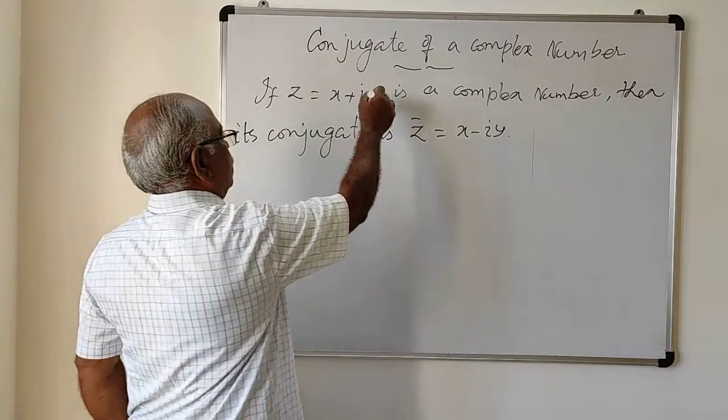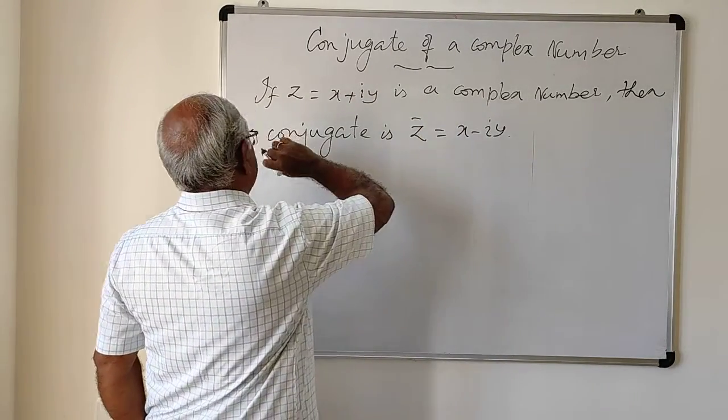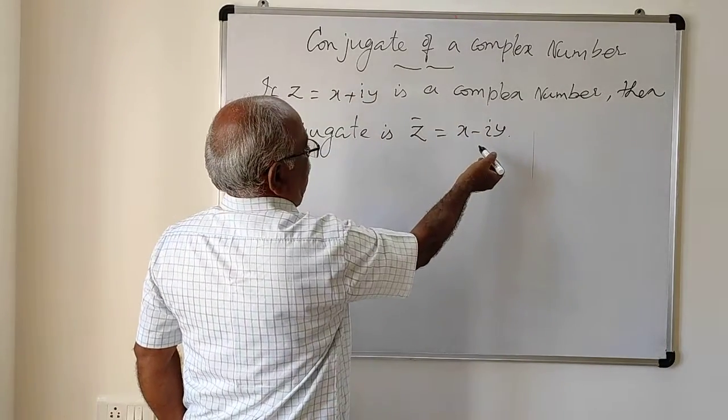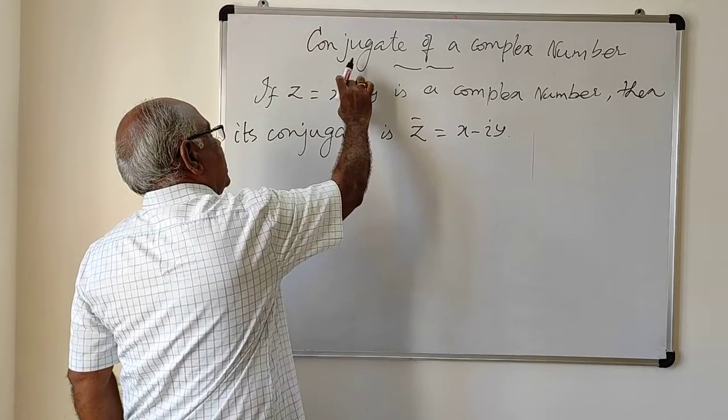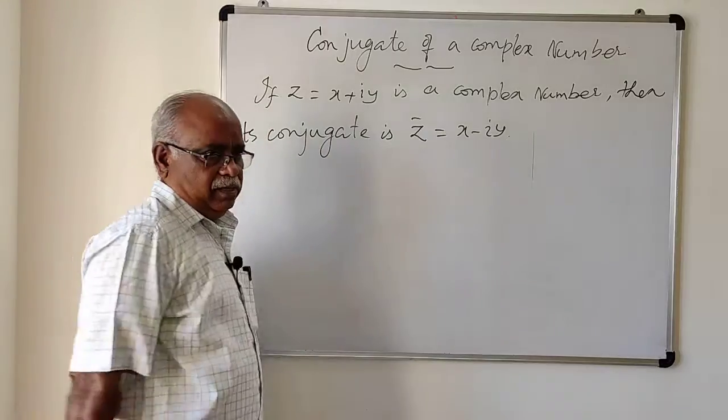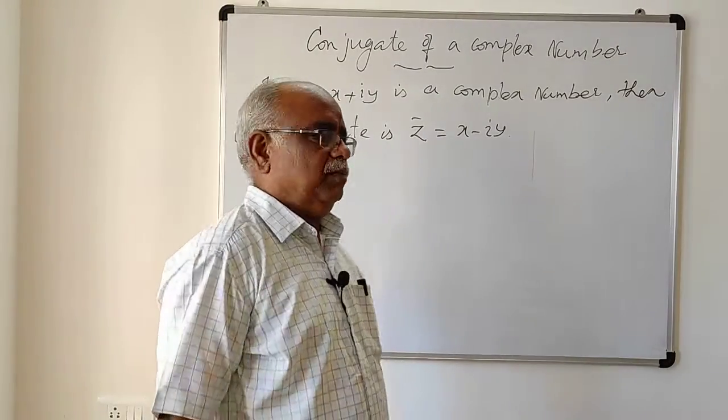If z equals x plus iy is a complex number, then its conjugate is x minus iy, denoted by z bar. So the sign of the imaginary part should be changed in the case of the conjugate of a complex number.